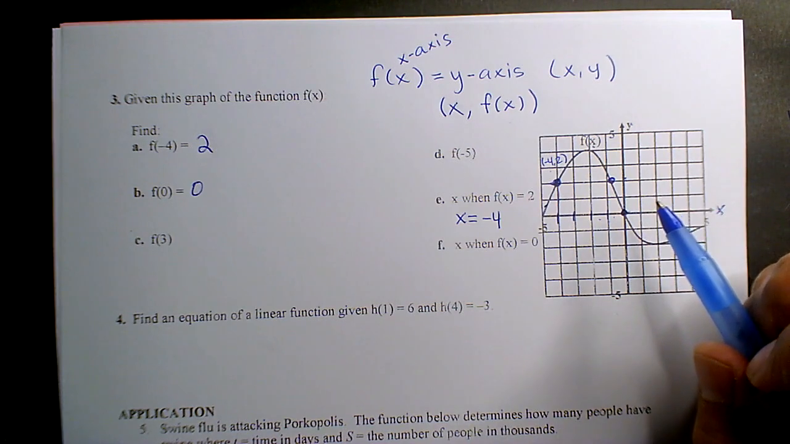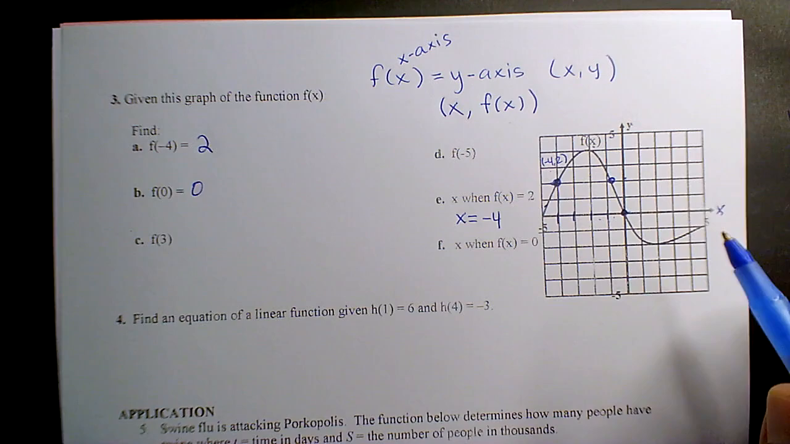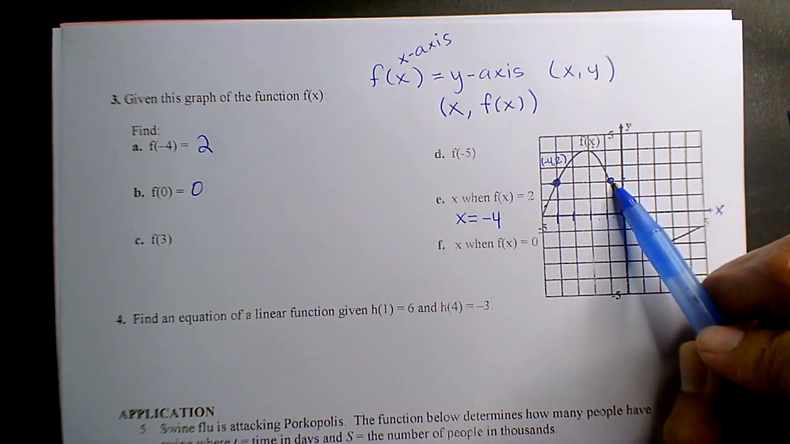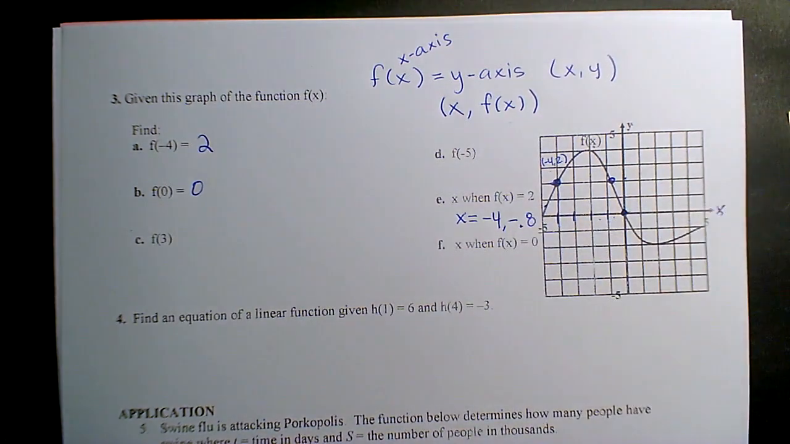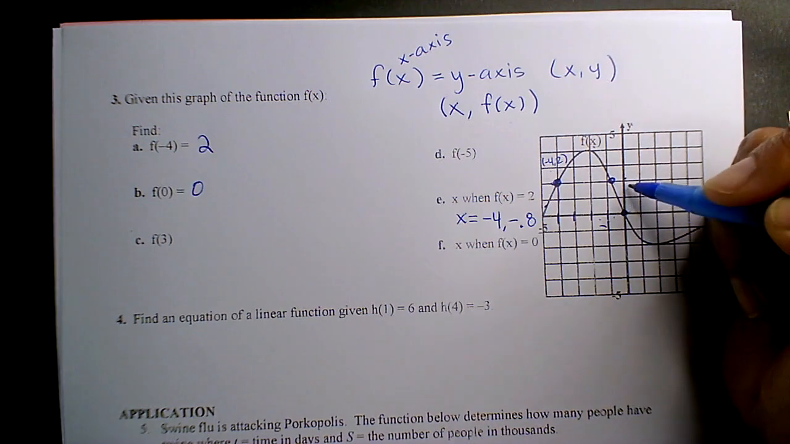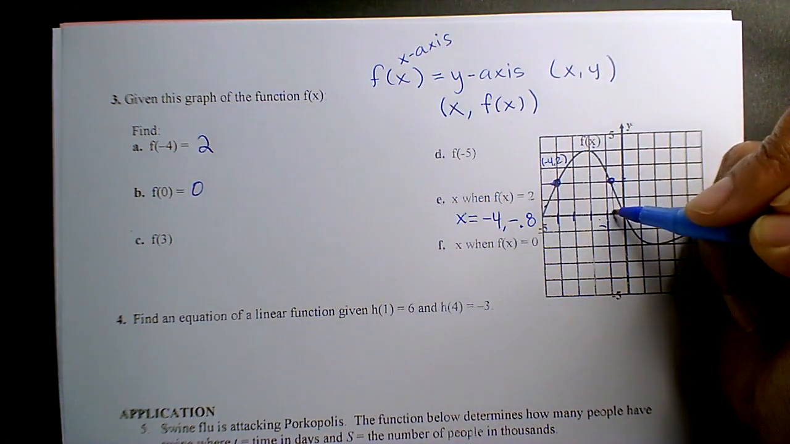What's the decimal? It's short of it. What would you say this is? Not -1.8. We'll go -0.8, right? Because if this is -1, it's just short of it. So it's like right here.